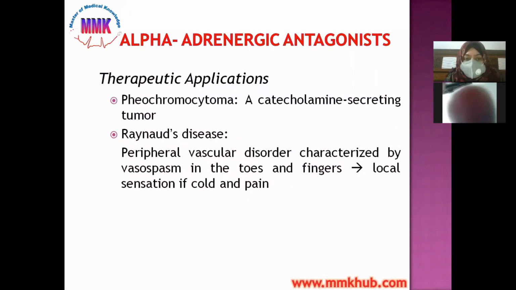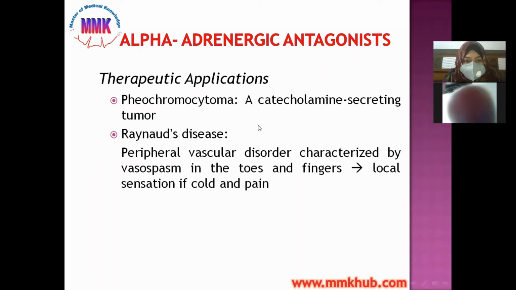Okay, so alpha blockers can also be used in pheochromocytoma, which is a catecholamine secreting tumor. And as we have studied in the last class, our adrenergic drugs work on both catecholamines and non-catecholamines. Specifically catecholamines, because norepinephrine, which is the main neurotransmitter working in the sympathetic nervous system, is a catecholamine. So obviously when we use the alpha blockers, catecholamines, which include norepinephrine, dopamine, and epinephrine, will be blocked.